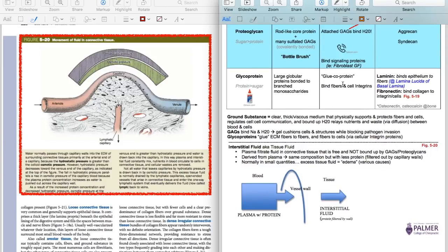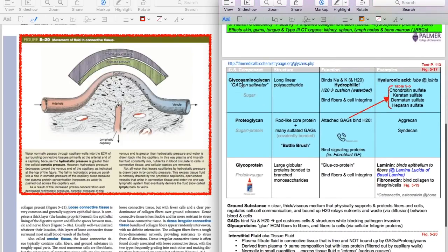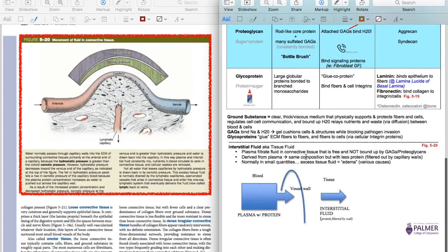So lastly, again, that third component of connective tissue, interstitial fluid. What it is, is plasma, quote unquote, right? Plasma filtrate fluid in connective tissue that is free, and it's not bound up by GAGs or GAGs within a proteoglycan complex. It's free fluid. That's super important that you know, because we talk about fluid so much. GAGs are salt water, right? They're binding up all this water. Interstitial fluid is different. Interstitial fluid is free. It is not bound up.